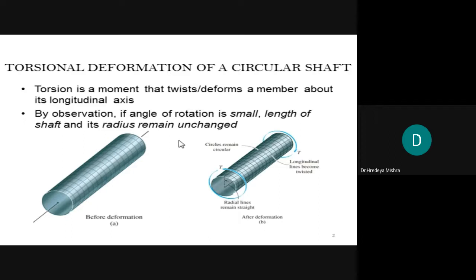Okay, so in the diagram we can easily see what the torsional deformation of a circular shaft is. Now we can see that torsion is the moment that twists or deforms a member about its longitudinal axis. By observation, if the angle of rotation is small, the length of the shaft and its radius remain unchanged.